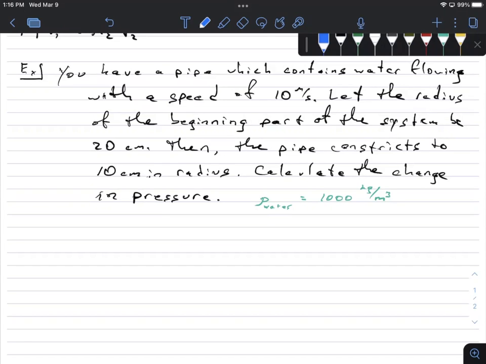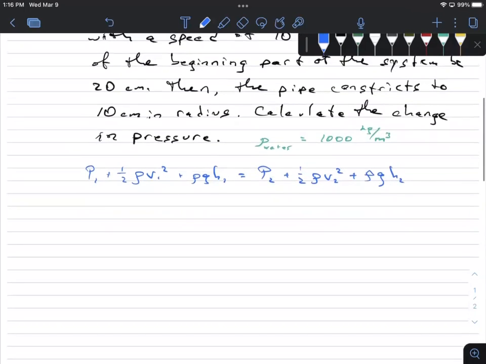So I write down Bernoulli's equation just to remind me what it looks like. P1 plus 1/2 rho V1 squared plus rho GH1 is P2 plus 1/2 rho V2 squared plus rho GH2. So that's the equation I'm going to want to use.